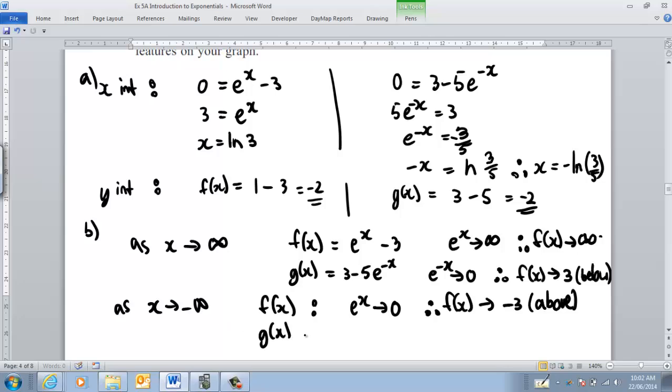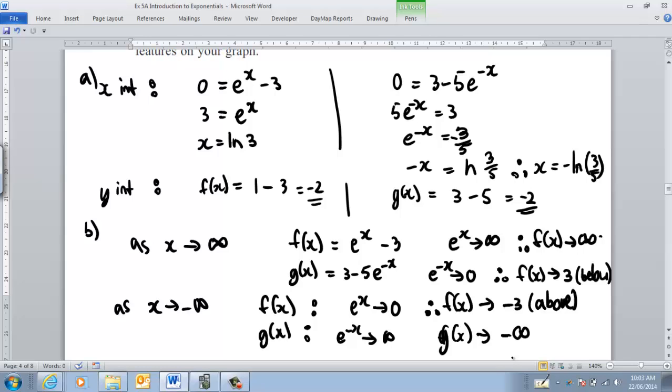g(x), well, g(x) is going to go to where? The e^(-x) is actually going to go off to infinity, isn't it? So therefore, we've got 3 take 5 times by a massive number. So g(x) is actually going to go to minus infinity. It's going to be a massive number going off to negative infinity.